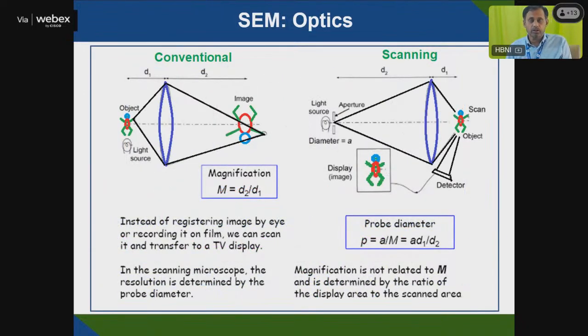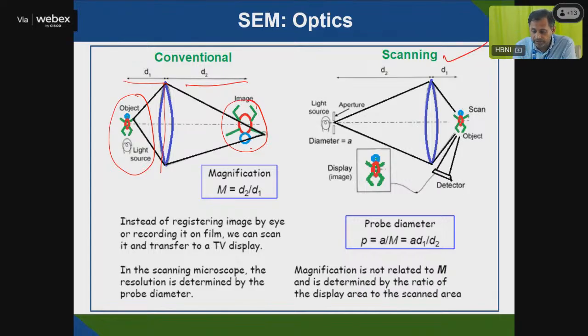Now the optics of a scanning electron microscope. In a conventional normal microscope, what you see is an inverted image. You see a magnified image, but it is inverted. The magnification is D2 by D1, where D1 is this distance here and D2 is the distance from the lens to the object plane.